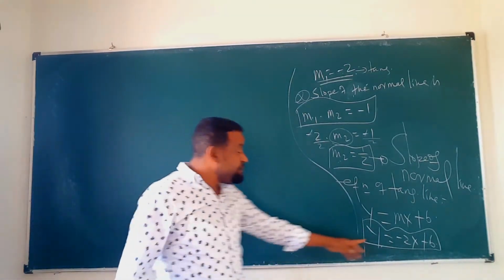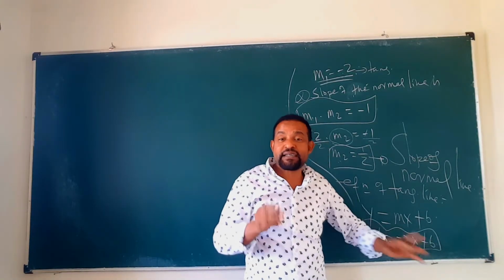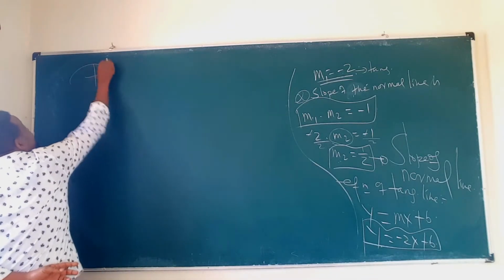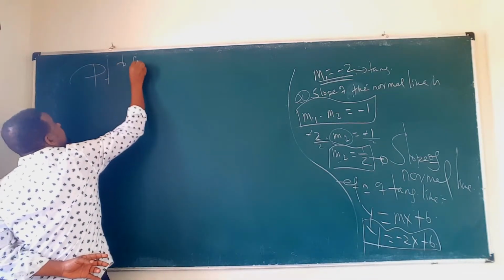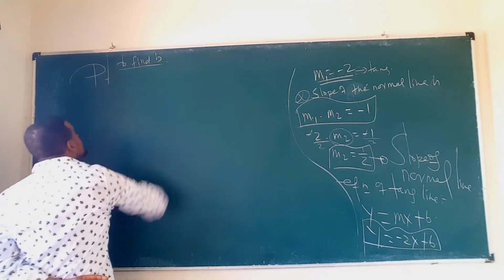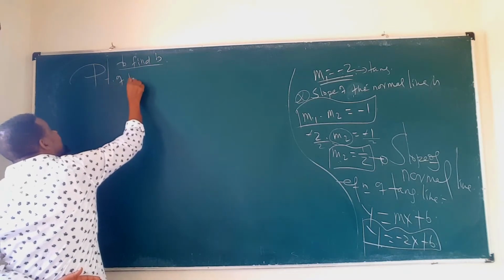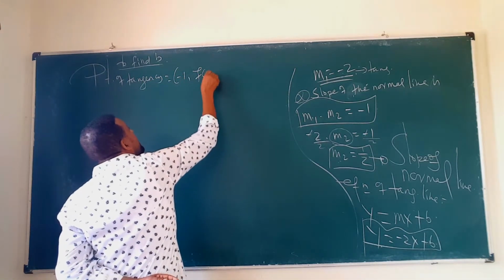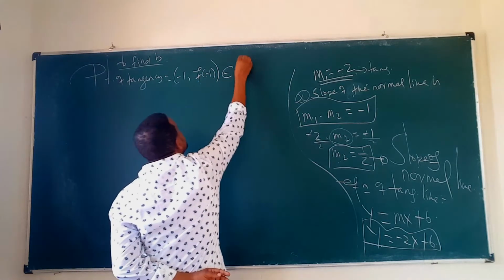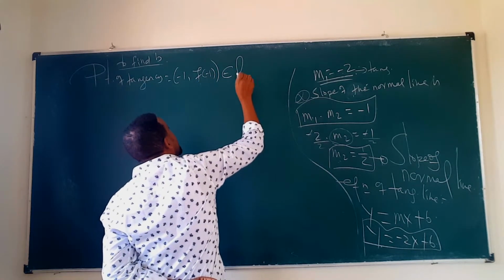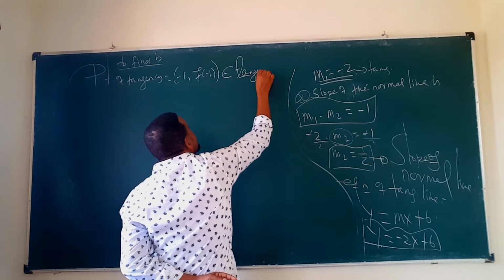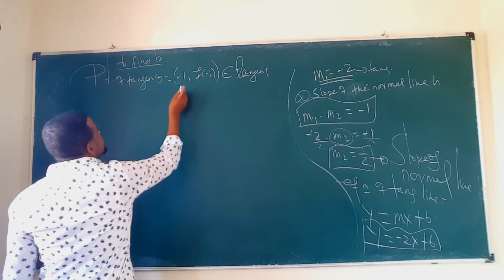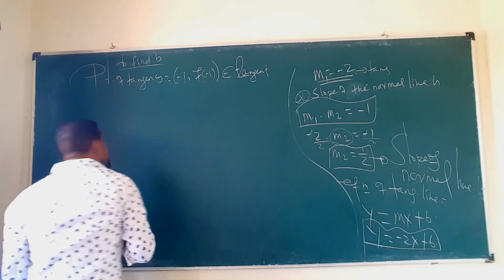So now look, to find the value of b, we said earlier we use the point of tangency. What's the point of tangency? To find the value of b, we use the point of tangency, which is negative 1 and f of negative 1. It is a member of the tangent line and the normal line. Okay, so the point of tangency is negative 1, f of negative 1. Now let's find this point.